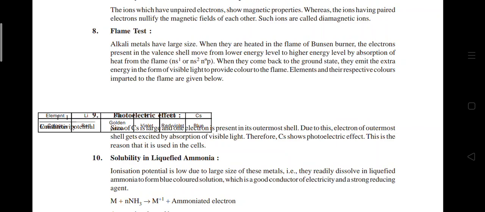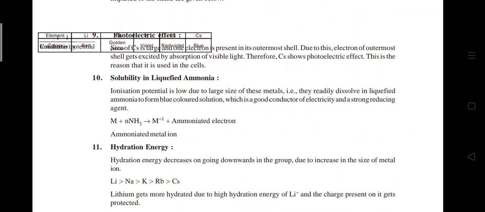Size of cesium is large and one electron is present in its outermost shell. Due to this, the electron of the outermost shell gets excited by absorption of visible light. Therefore, cesium shows the photoelectric effect. This is the reason it is used in photoelectric cells.